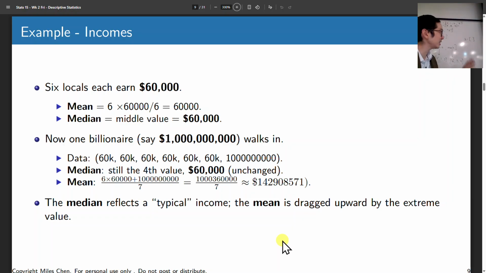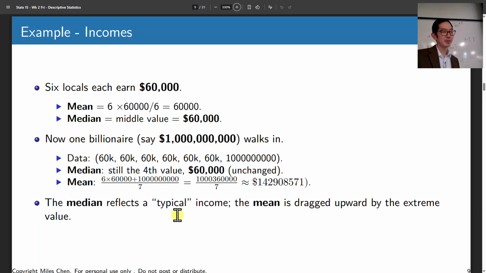What's the median? The median is going to be the middle value, the 4th value, which is 60,000. That's unchanged. But what's the mean? The mean is now you've got 360,000 divided by 7, and so your mean is going to be like $143 million. Probably not reflective of what we would consider to be the typical income in that room. The mean is dragged upward, pulled upward by the extreme value.